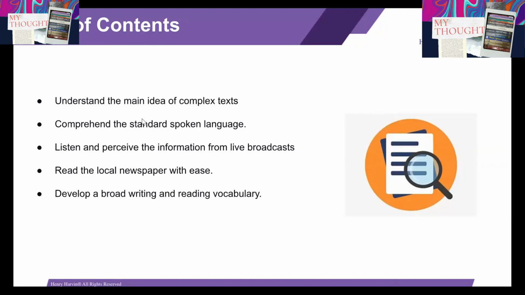In this module 2, we'll be discussing the main idea, how to talk about the main idea of a complex text, and how you have to comprehend that. Comprehend the standard spoken language, listen and perceive the information from live broadcasts. How many of you listen to live broadcasts?